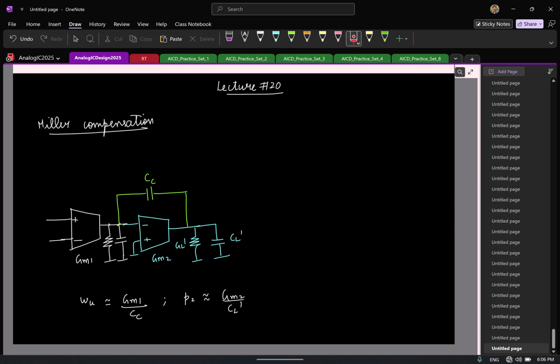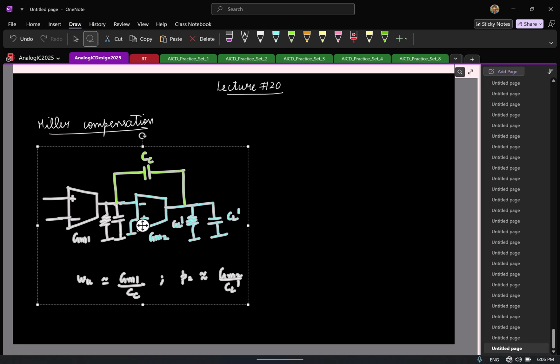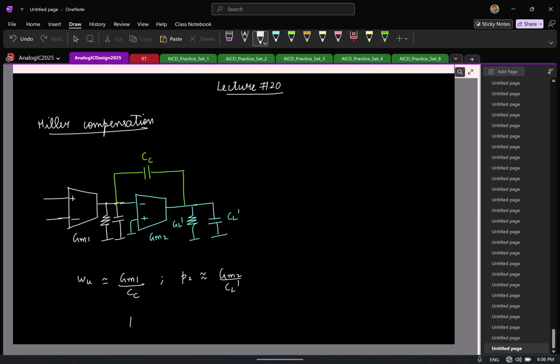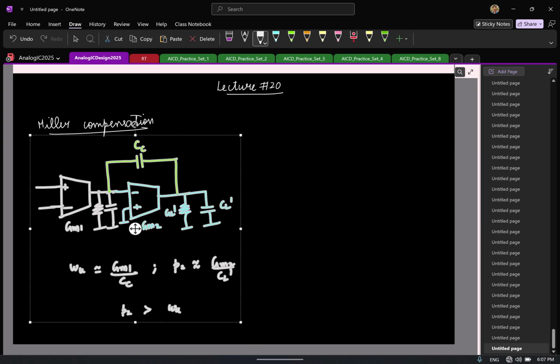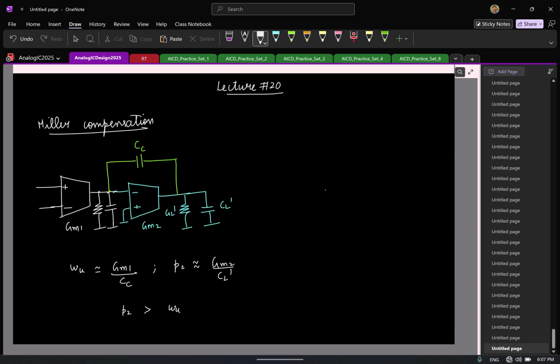And this must be stable and must have a good phase margin. What can you say about the second pole with respect to omega u? This should be much farther than the unity gain frequency, right? That's something we know. Similarly, we also saw feed-forward compensation. There, the idea is you add a left half plane zero to compensate it. I'll not show it, you just do it.